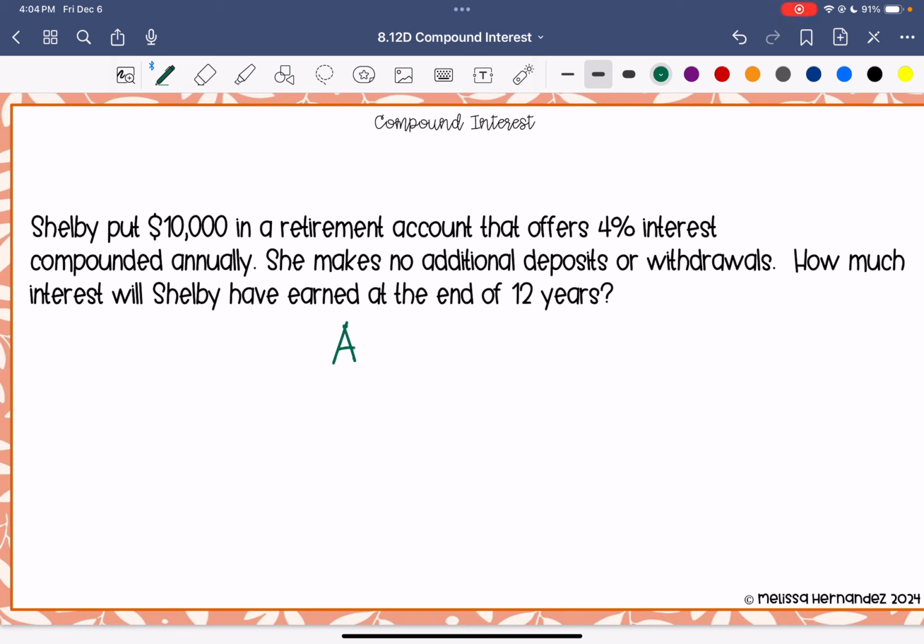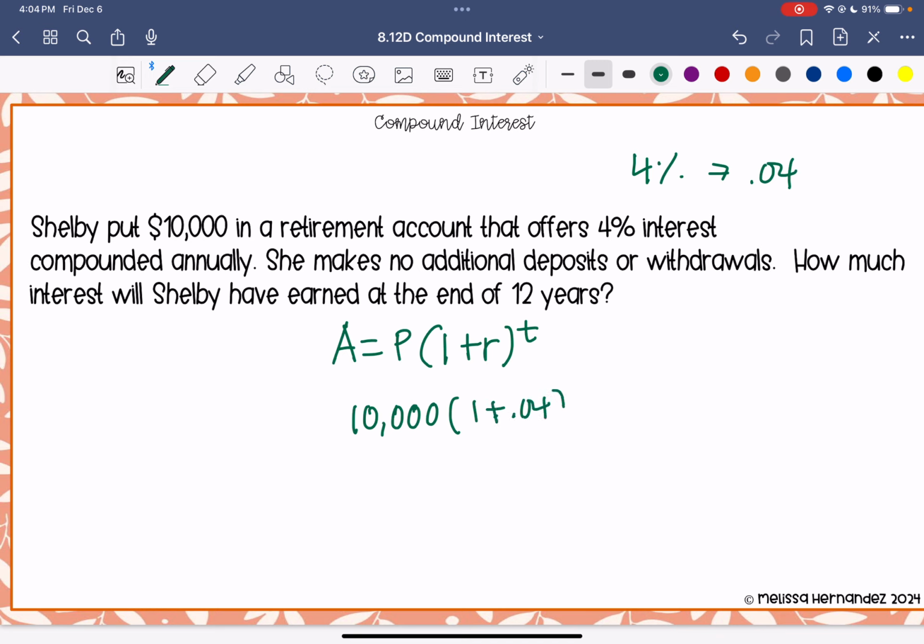So I always want to start off with writing down the formula. The original is 10,000. We're going to convert 4%, and it'll be 0.04. And then it's 12 years. Remember, this is going to give me the balance. The question didn't ask me for the balance.